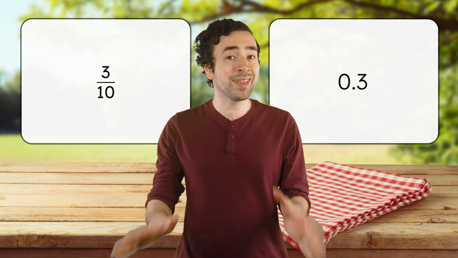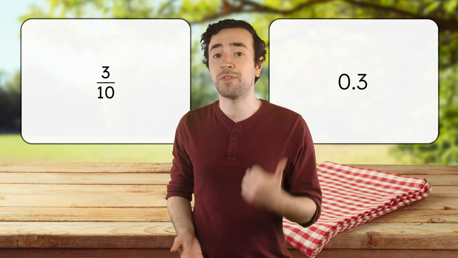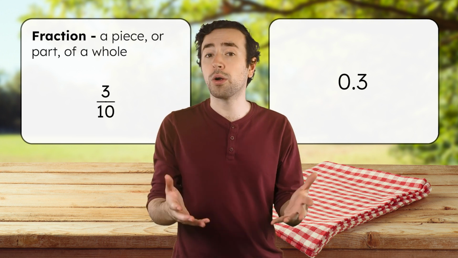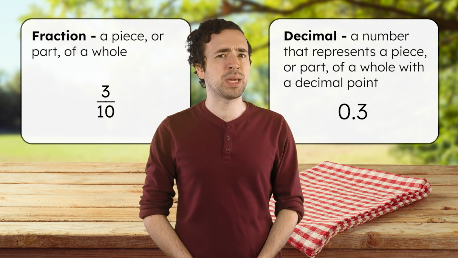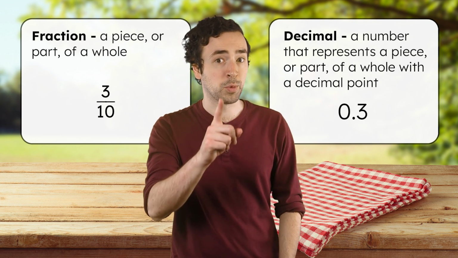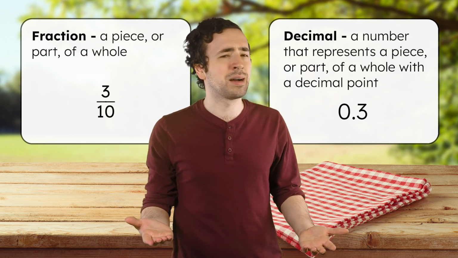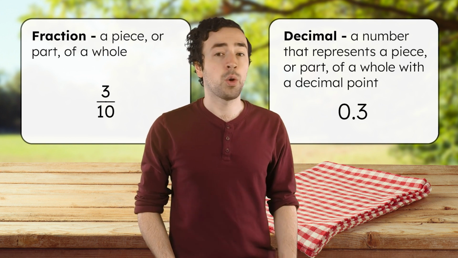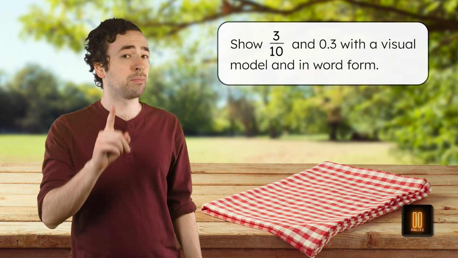We already know a lot about fractions and decimals, so hopefully that can help us figure out if these numbers represent the same value. We know that a fraction is a number that represents a piece or part of a whole, and that a decimal is a number that represents a piece or part of a whole with a decimal point. Okay, so fractions and decimals are actually pretty much the same, but I wonder if there are any similarities in the way we read fractions and decimals, or how we represent each with a visual model. Pause the video here to show each number with a visual model and in word form in your guided notes.